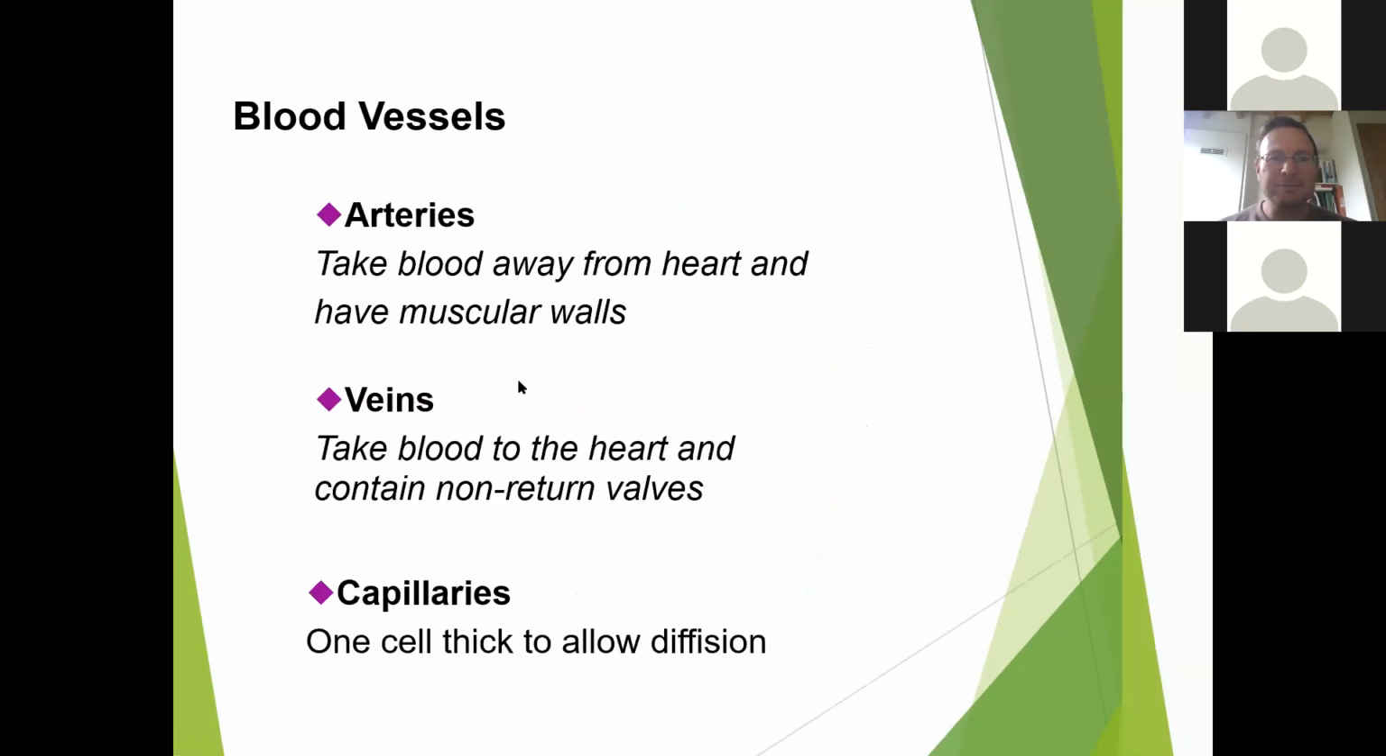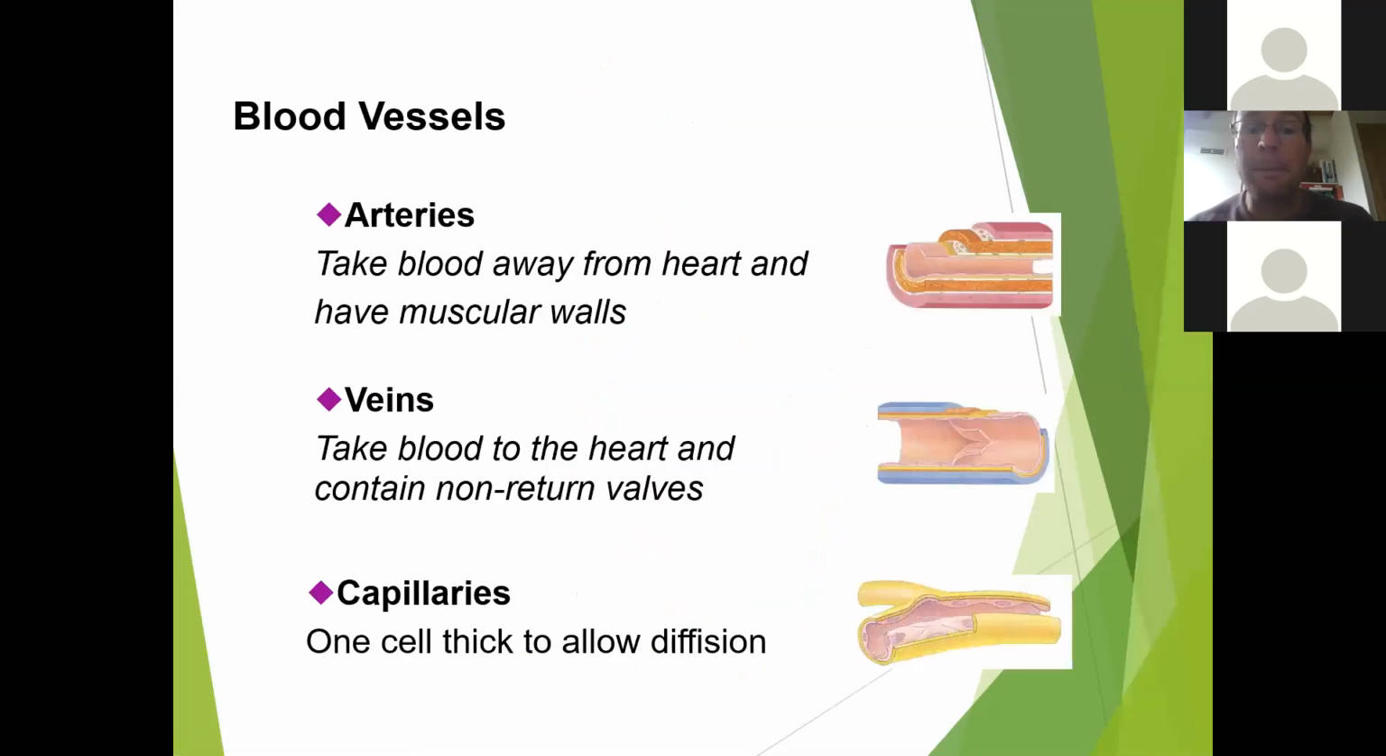Okay, so arteries take blood away from the heart and have a muscular wall. If you look at that picture of the artery, what you can see is that very thick wall. It's covered in, I'm just labeling it here. Can you see that thick brown area there? That is muscle. Now, why would an artery need muscle?